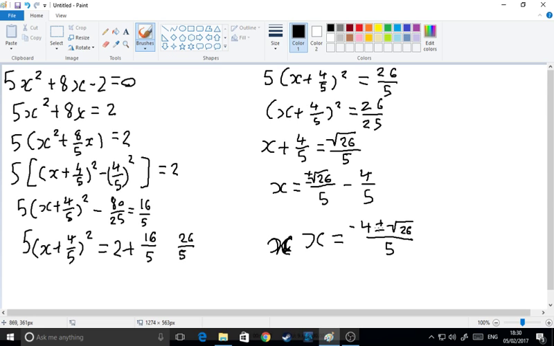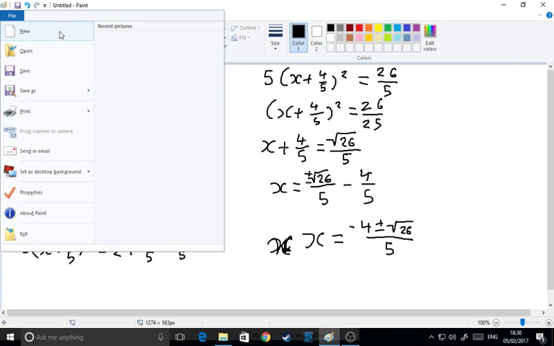Exercise 2D. x equals minus 4 over 5 plus or minus root 26 over 5, which can be simplified to that. So yeah, that is completing the square using the quadratic stuff.